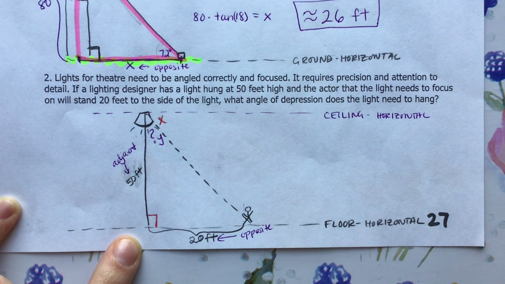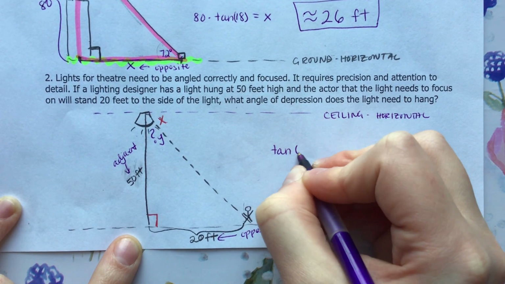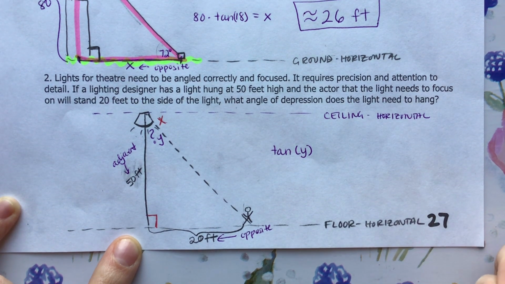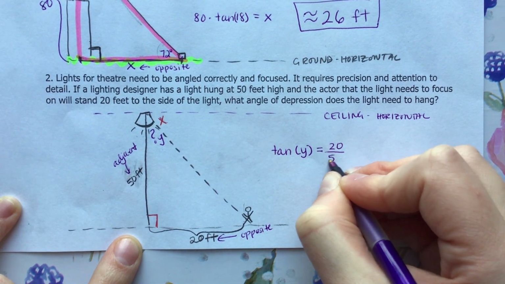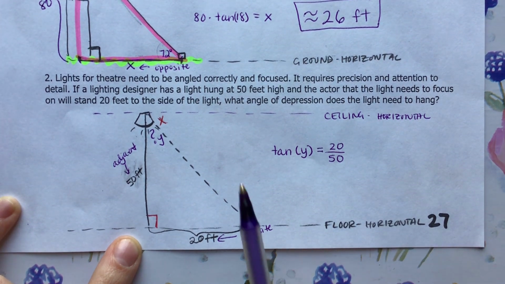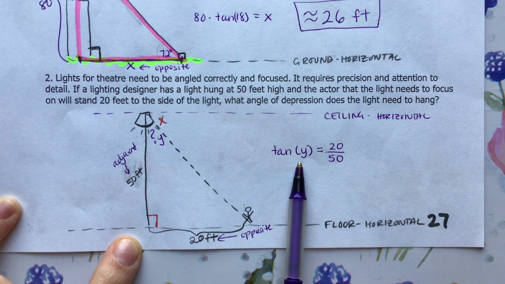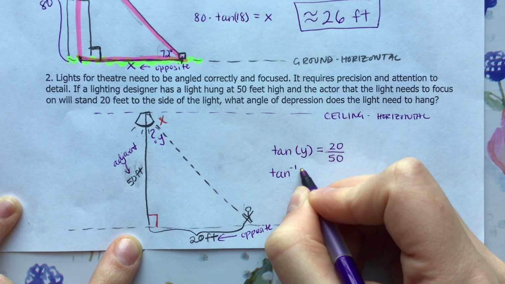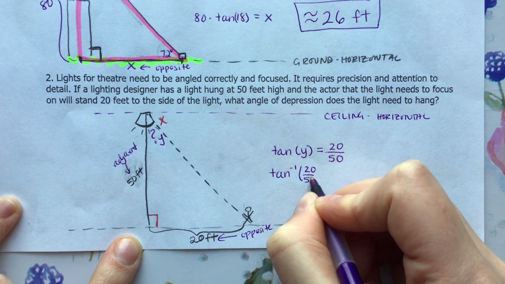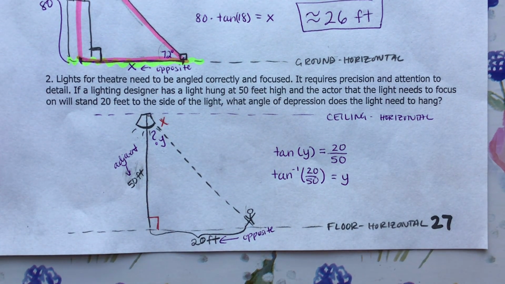So if I'm using SOHCAHTOA, I have to use tangent. I'm going to say the tangent of y, because I don't know that value, is equal to opposite 20 over adjacent 50. Now notice y is an angle. We were talking about this in class recently. When we solve for an angle, we need to take the inverse. So the inverse of the tangent of 20 over 50 is going to equal y.